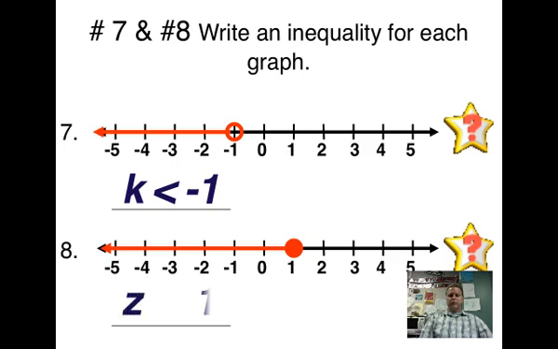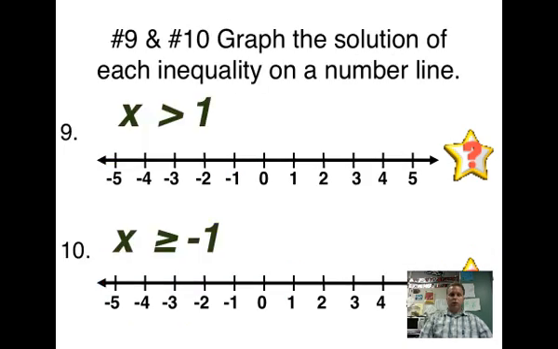Number 8. I got z. I got a 1. My arrow's going to the right, so my arrow is going to go to the right. Although I forgot to mention that my circle was closed, so that means it had 2 parts, so my inequality needs 2 parts. Would you try these 2, please?